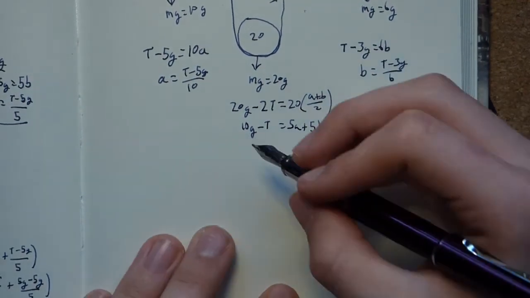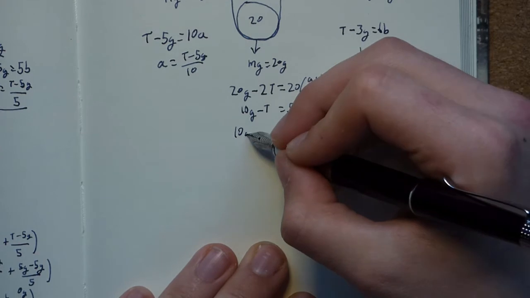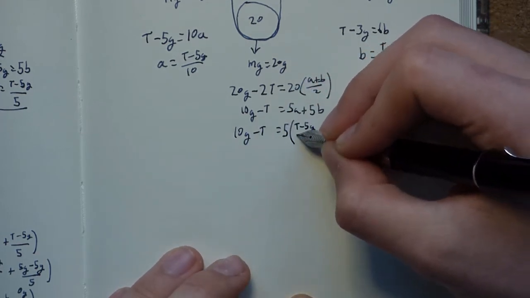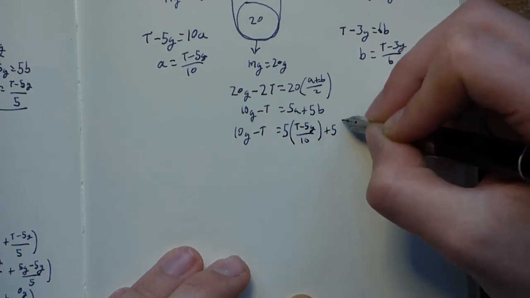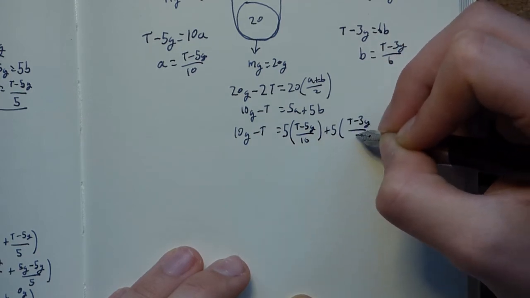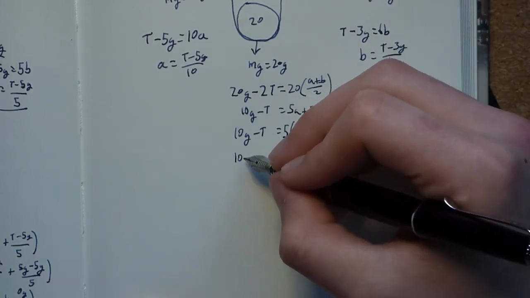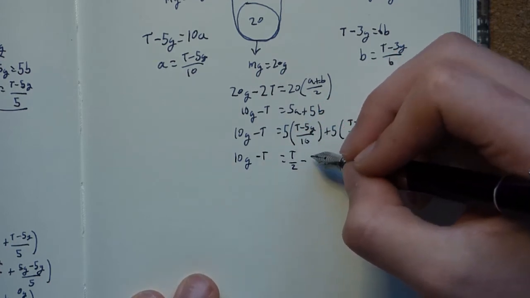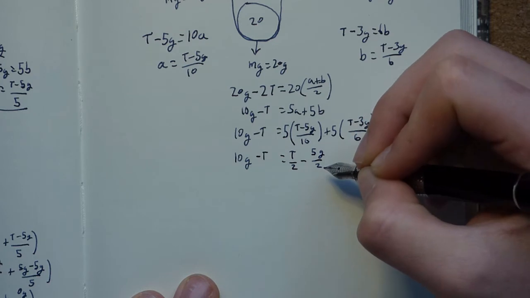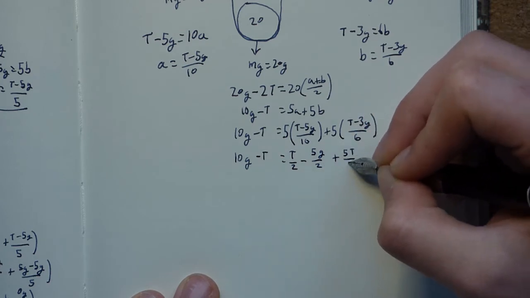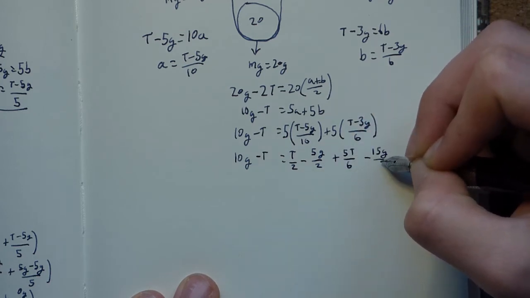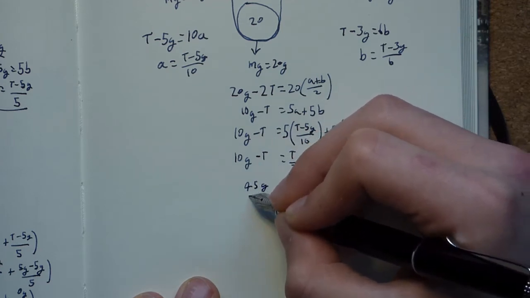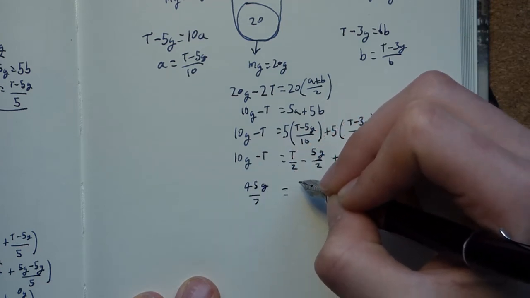And here's where that value for a and b come in handy. You can just rearrange using those values. Substitute them in, and you'll have an equation with just one unknown, T. So then you get 10g minus T is equal to T over 2 minus 5g over 2 plus 5T over 6 minus 15g over 6. And then you can just put all the g's on one side, all the T's on the other.